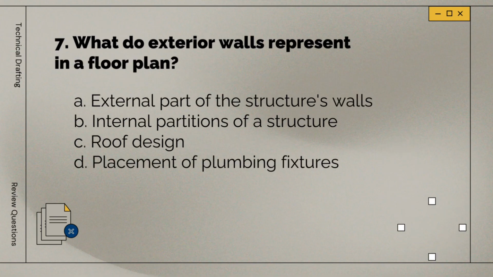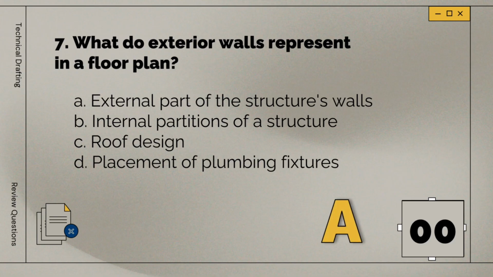Number 7. What do exterior walls represent in a floor plan? The correct answer is letter A. It represents the external part of the structure's walls.